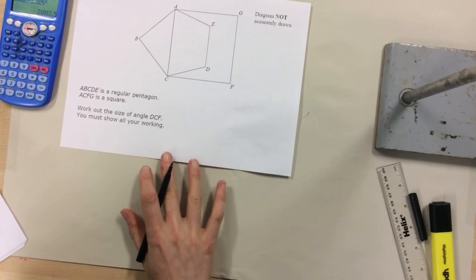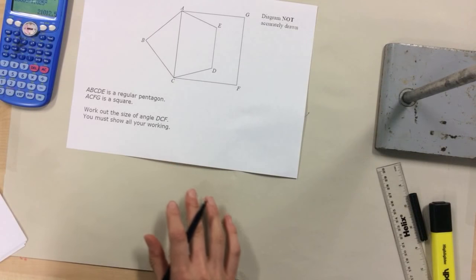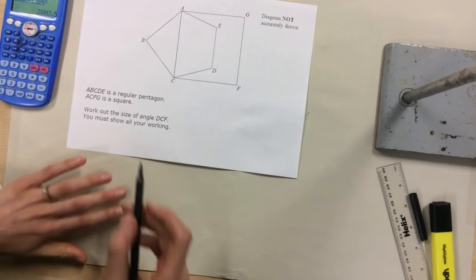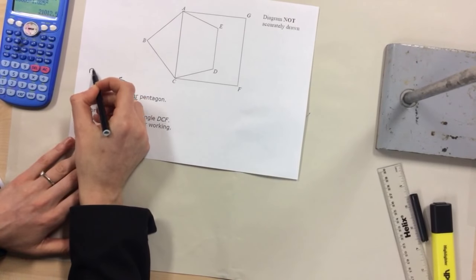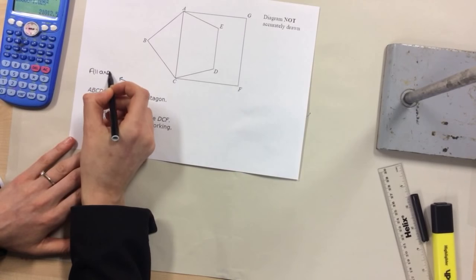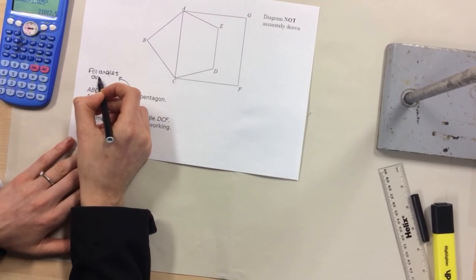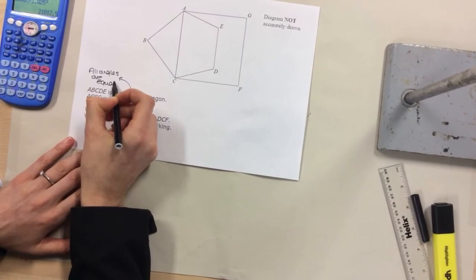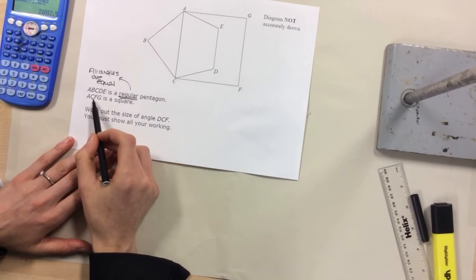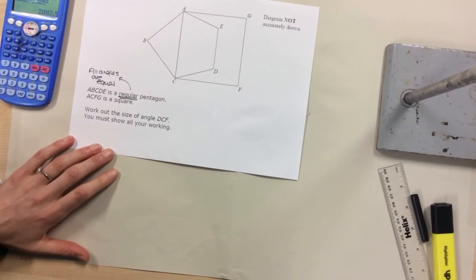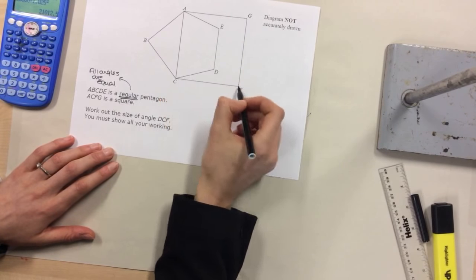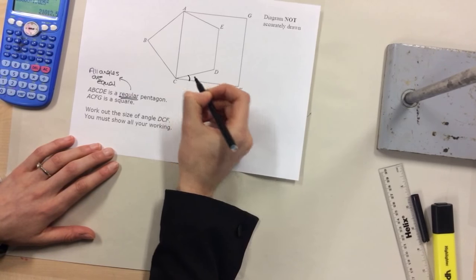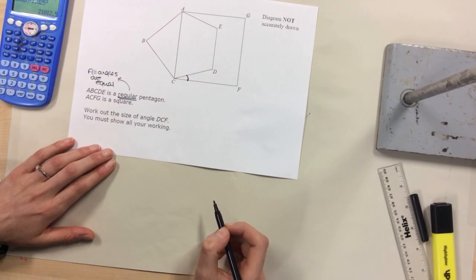So here it says ABCDE is a regular pentagon. Okay, now this word regular is really important because what that's telling us is that all of the angles and all of the sides are equal. And ACFG is a square, and it wants us to work out the size of angle DCF. So DCF is that angle there that I need to calculate.